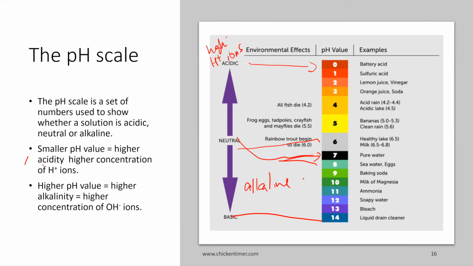Then if it's a big number, the pH value is big. Yes. So if the pH value is big, then you'll be here. So that means they are alkaline. Then they contain high amounts of hydroxide ions.